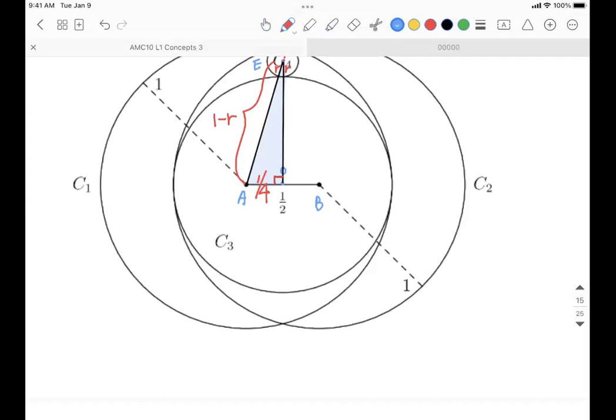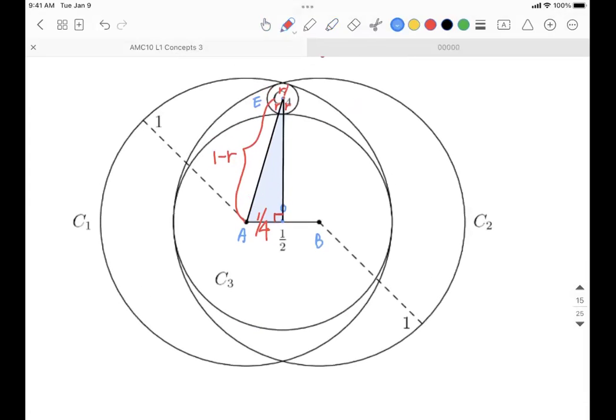If this is 1 over 4, let's have a quick look. If I can figure out the value for this guy, my work is done. I'm going to be able to use the Pythagorean theorem and solve the problem. How can I figure out the value for this yellow one? Let's have a quick look at it.